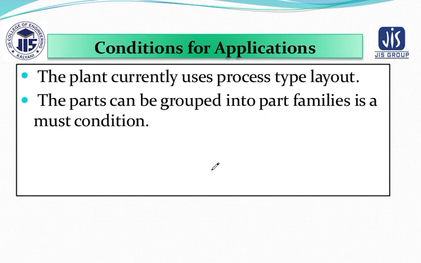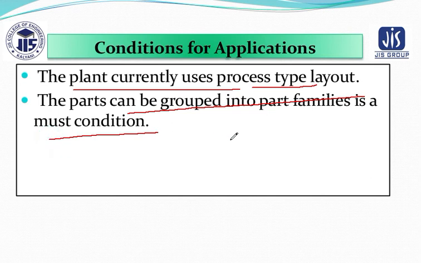Now, conditions for application. Where are you going to implement it? Basically, the plant currently uses a process type layout. You already know process type layout, I have already explained it in my previous lecture. And secondly, the parts can be grouped into part families, and that must have some conditions also. So what are part families?